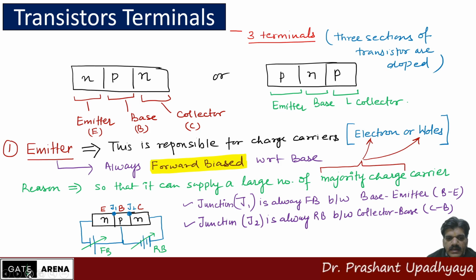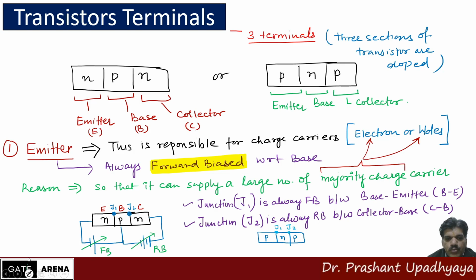And if I take an example of a PNP transistor, so here I am making a PNP transistor. Again, I have to talk about this junction J1 and this junction J2.